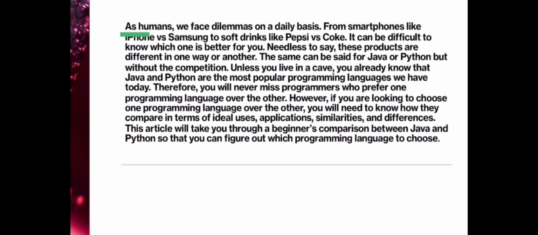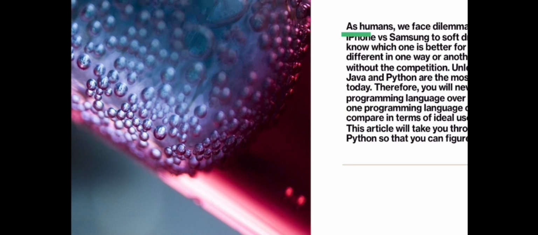You already know that Java and Python are the most popular programming languages we have today. Therefore, you will never miss programmers who prefer one programming language over the other. However, if you are looking to choose one programming language over the other, you will need to know how they compare in terms of ideal uses, applications, similarities, and differences. This video will take number 1: static and dynamic typing between Java and Python.